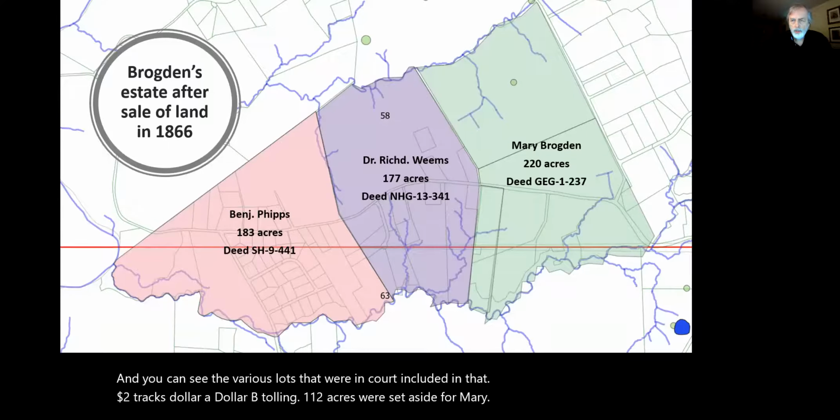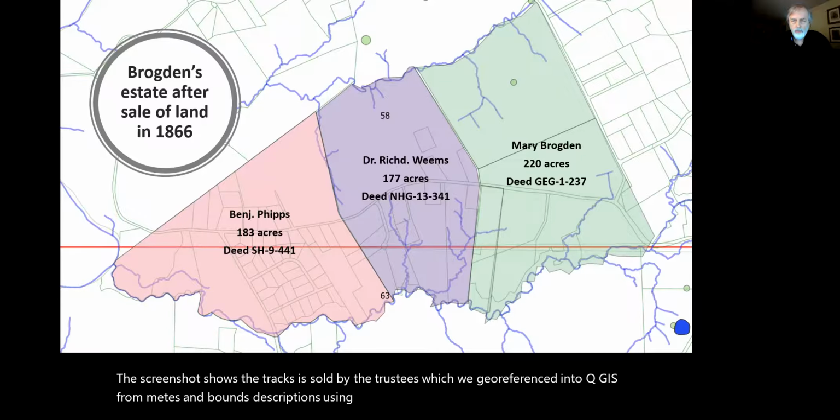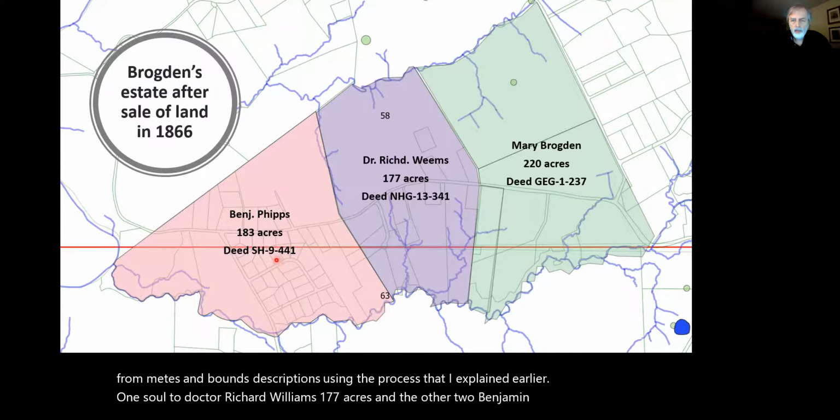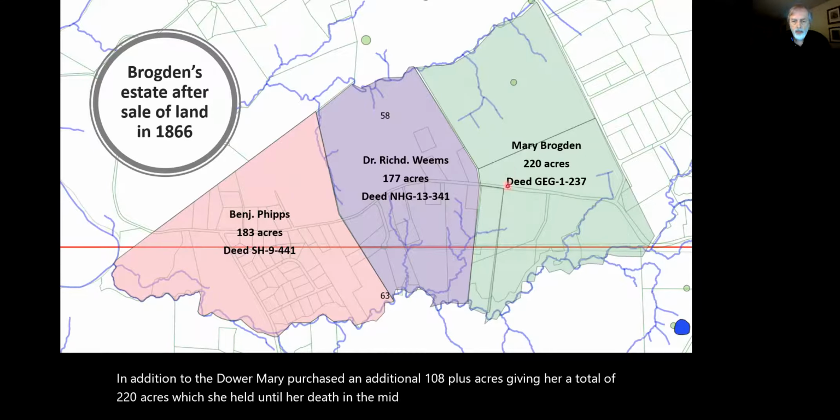This screenshot shows the tracts as sold by the trustees, which we georeferenced into QGIS from metes and bounds descriptions using the process that I explained earlier. One sold to Dr. Richard Weems, 177 acres, and the other to Benjamin Phipps, 183 acres. In addition to the dower, Mary purchased an additional 108 plus acres, giving her a total of 220 acres, which she held until her death in the mid-1890s.